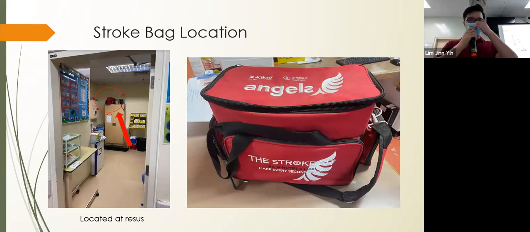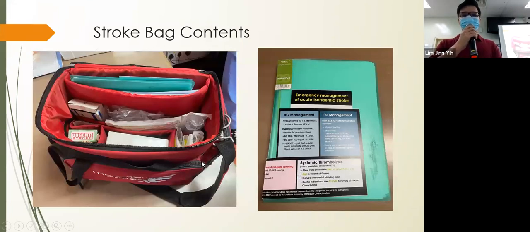So this is to let everyone know we have a stroke bag located in our ED. It's placed above the shelf here at the back, in the medication room. This is our stroke bag. The contents, besides the usual things, the syringe, the cannula, what's more important is the Alteplase, and also there's a file here to guide us.